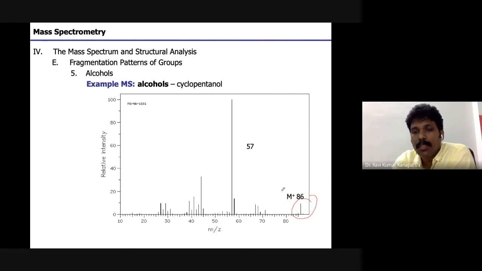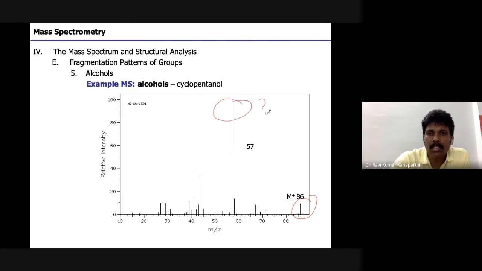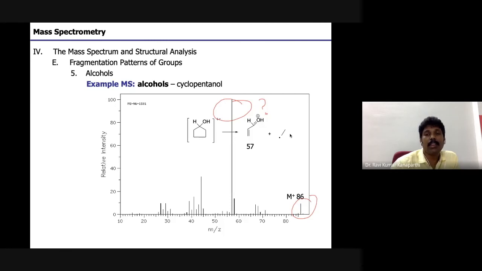What about the difference between this and that? 57 minus 86, what is the difference? It is 3 plus 16, so 19. What does 19 refer to? What is this peak actually? Can anybody say? The peak is because of that. In cyclopentanol, the ethyl radical will leave, leaving the other fragment with the number 57.